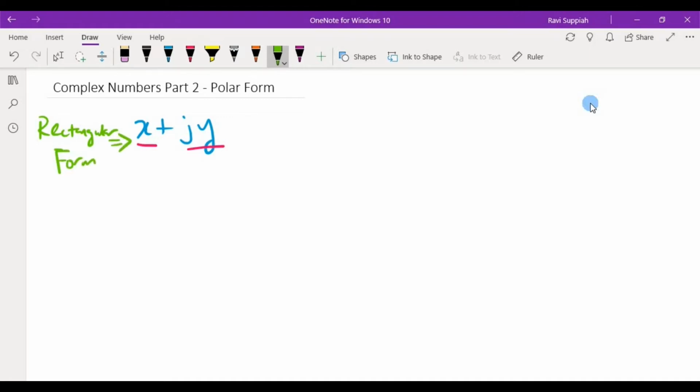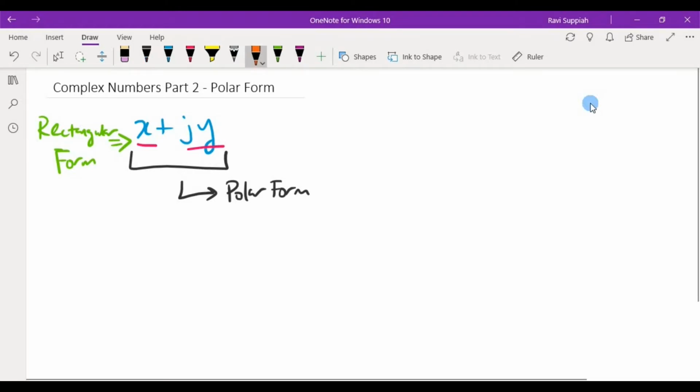Now we can convert this complex number from rectangular form to another form known as the polar form. The polar form is basically represented by two parameters, which are r and theta. Let's look at a simple complex number here. Let's say I give you this number, 2 plus j3.